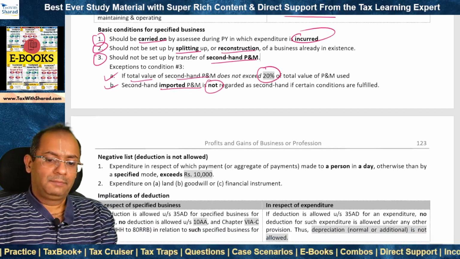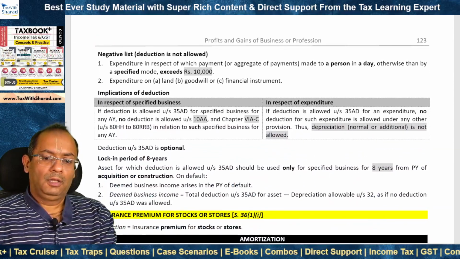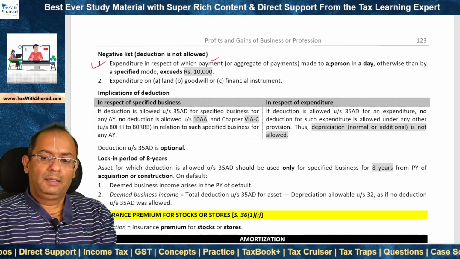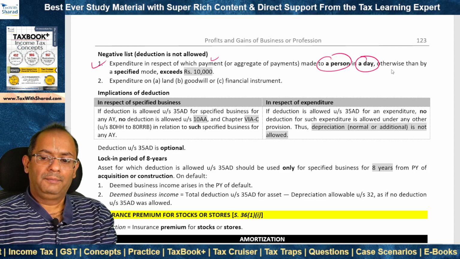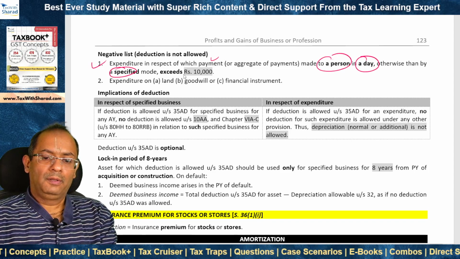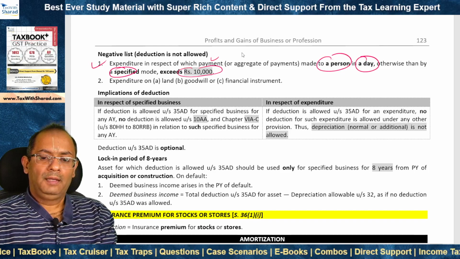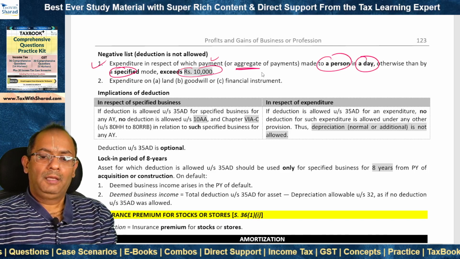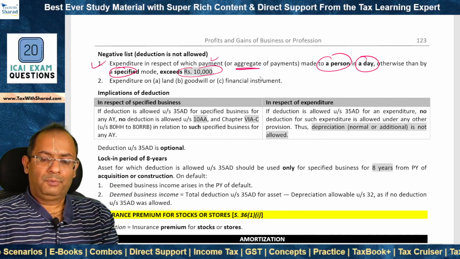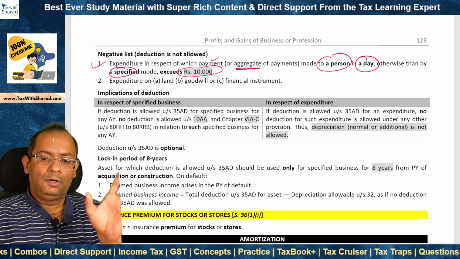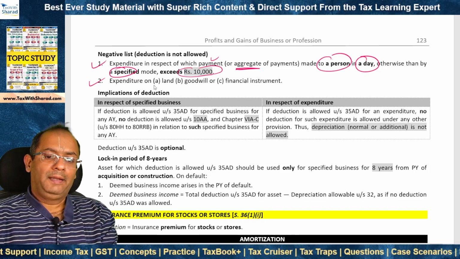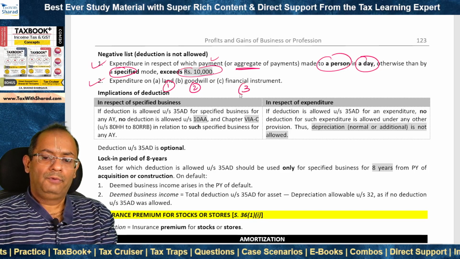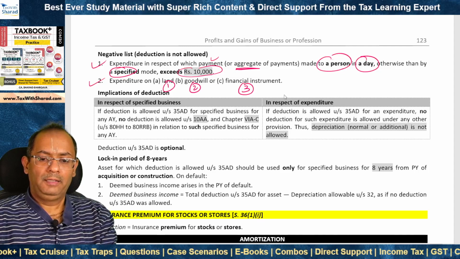There is a negative list, and therefore 35AD deduction is not allowed in respect of this expenditure. 1. Expenditure in respect of which a payment is made to a person in a day which is otherwise done by a specified mode and which exceeds rupees 10,000. If there are multiple payments, then we need to check the aggregate. So this is similar to the point that we saw while computing the actual cost of an asset. Second, expenditure on land 1, goodwill 2, financial instrument 3 is not allowed 35AD deduction.